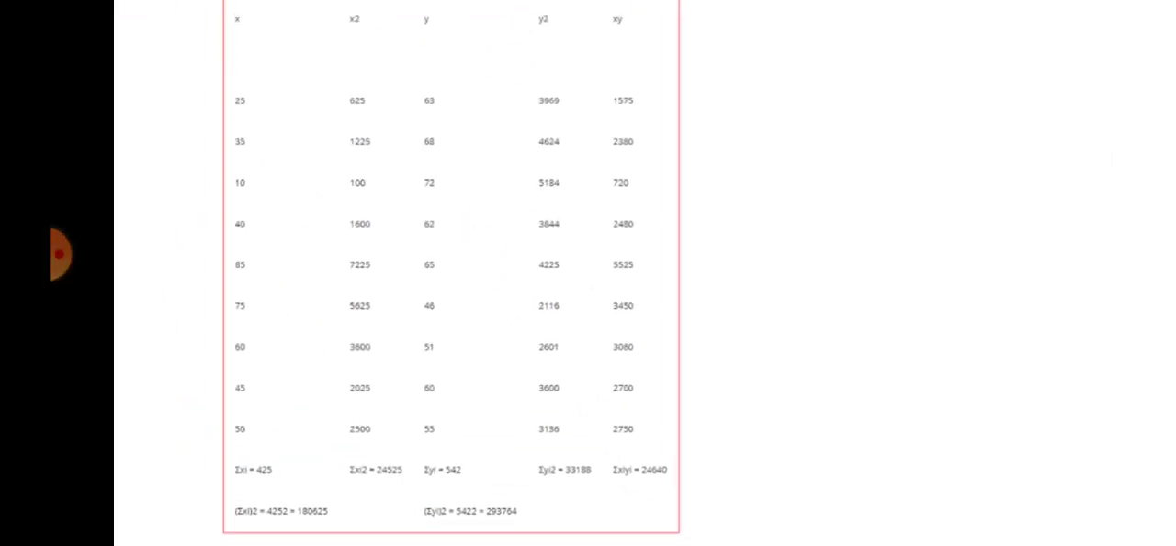Now you have to use the formula for the computation of the coefficient of correlation between the two, which is r equals n sigma xy minus sigma x into sigma y, divided by the square root of n sigma x square minus sigma x whole square, into n sigma y square minus sigma y whole square. Now substitute the values.